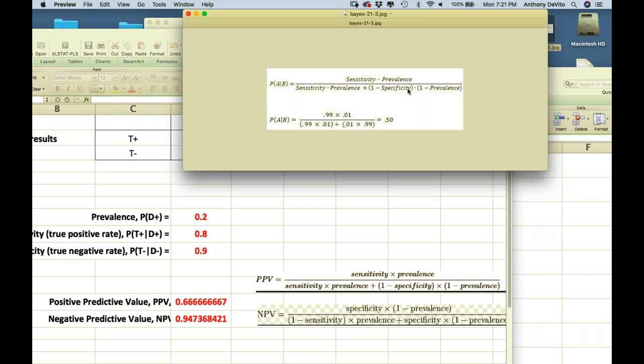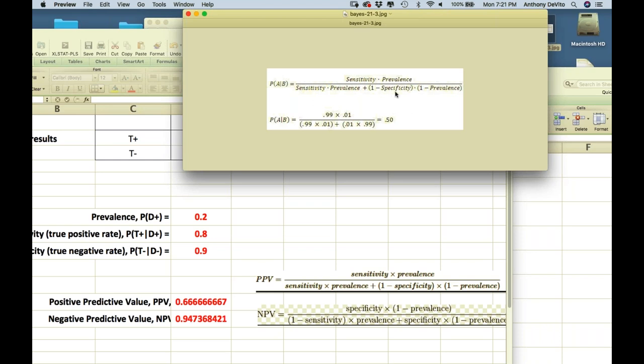Remember, that's how we got our positive predictive value. We said it's going to be the number of people that test positive that really have the disease divided by the total number of people that test positive. So on the top, we have the percentage of people in the population that have the disease and test positive. Plus, this other part must represent the percentage of people that don't have the disease that tested positive. Well, how do we get to that?